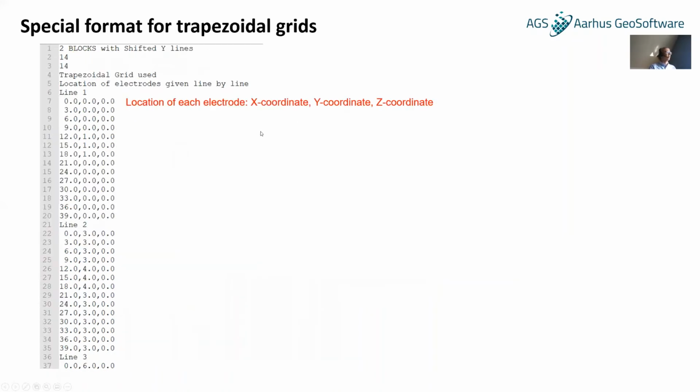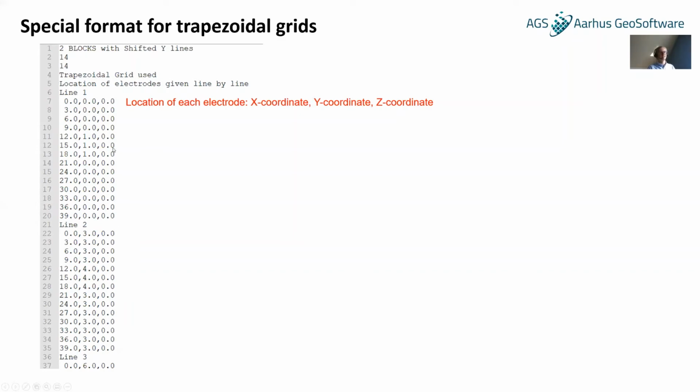The next special format is the format for the trapezoidal DAT file. In that format, you add the location of every single electrode in the header of the file. So in this case, we have 14 by 14 lines. And for the first line here, you have 14 electrodes where you give the location of every single one of them. So the first electrode is in 0.0. They are the X and Y coordinates. And then you simply also put in the Z coordinates or the elevation. And in that way, you tell the program the elevation of every single electrode.